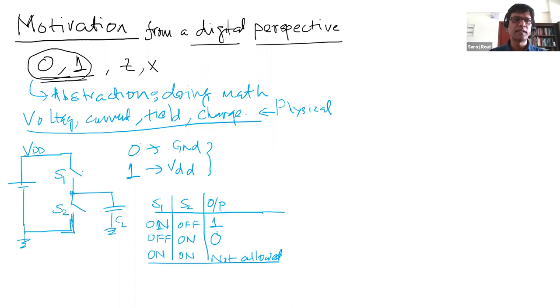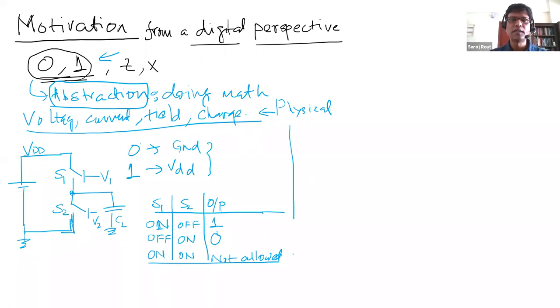So if I can create a field control, some control device, so I have some control voltage, let's say V1 and V2. If I can control these two switches with some voltage or current or field or charge or whatever control physical parameter it is, then I have a way to go from this abstraction to a physical circuit, right? So that's the main motivation of trying to do these devices or switches, okay?